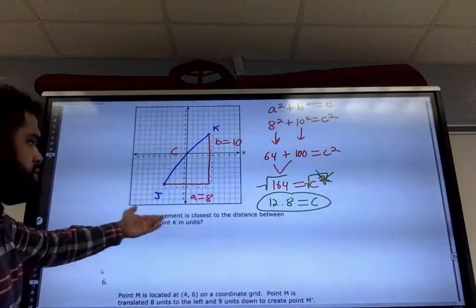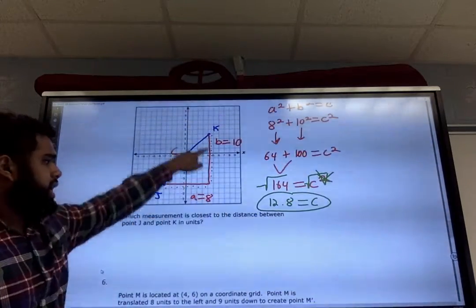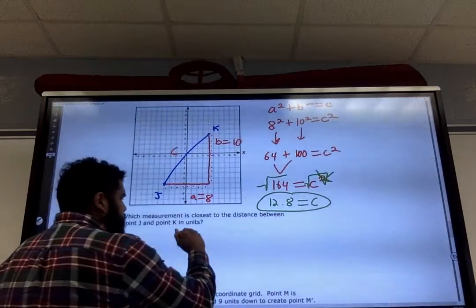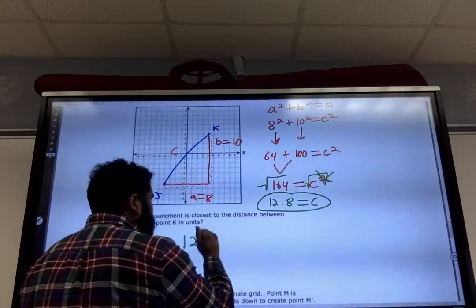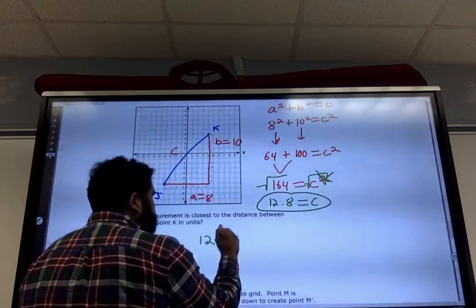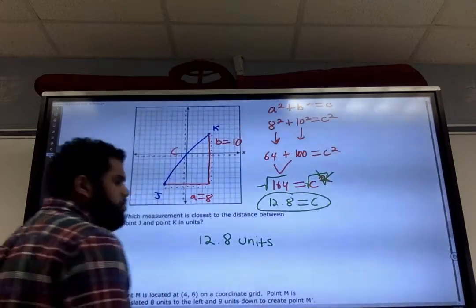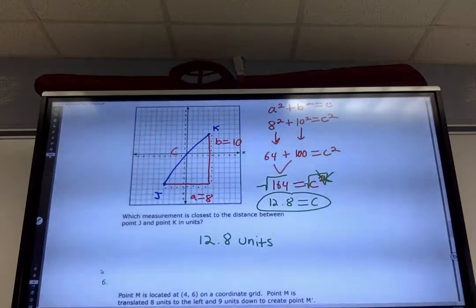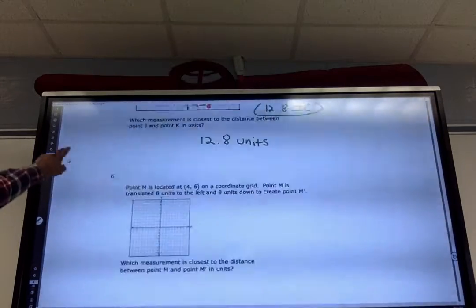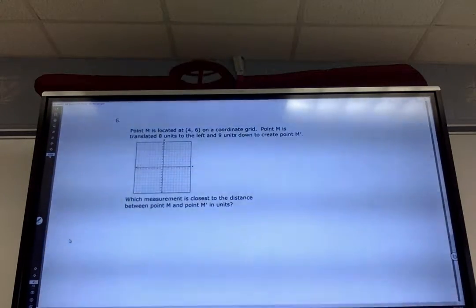So what's the distance between the 2 points, J and K? We found out it is 12.8 units. Okay? All right. Question number 6.